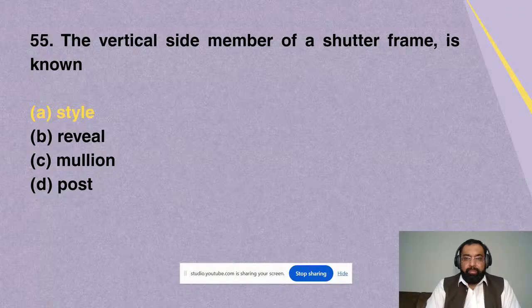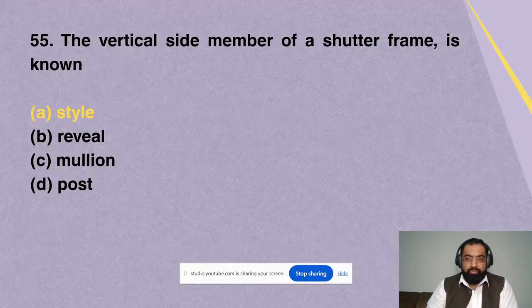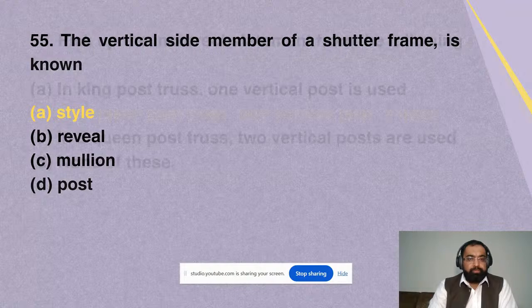Question 55. The vertical side member of a shutter frame is known as. So what is that vertical side member of a shutter frame? That is called: A, stile, B, reveal, C, mullion, D, post. Option A is correct, which is stile.